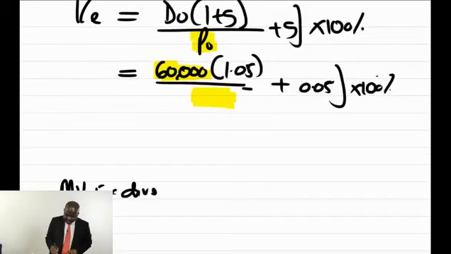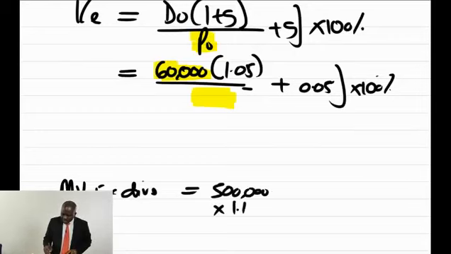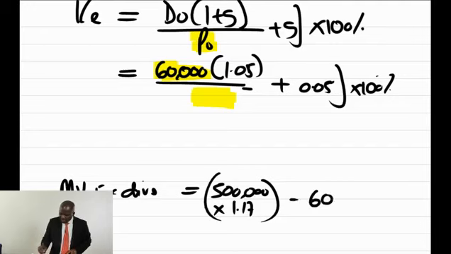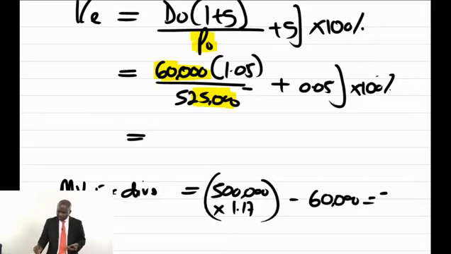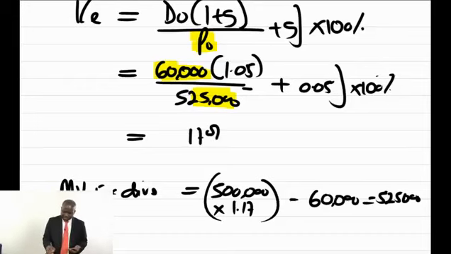X div. I'm going to say the 500,000 multiplied by 1.17 minus the 60,000 dividend. So 500 times 1.17 minus 60. And that is giving me 525,000. And what will be the price? So 60,000 times 1.05 divided by 525,000 plus 0.05. That is giving about 17%.